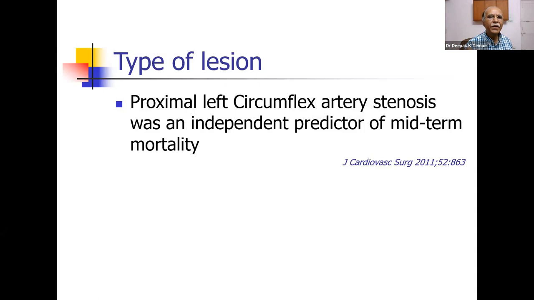Now, the type of lesion. One of the lesions that has been reported to be an independent predictor of midterm mortality is the proximal left circumflex artery stenosis. So it is not the left main, it is the proximal left circumflex artery, although there is only one paper. And we may have to wait and see whether really the type of lesion is important, or the degree or amount of LV that has been damaged is responsible for predicting the outcome in these patients.